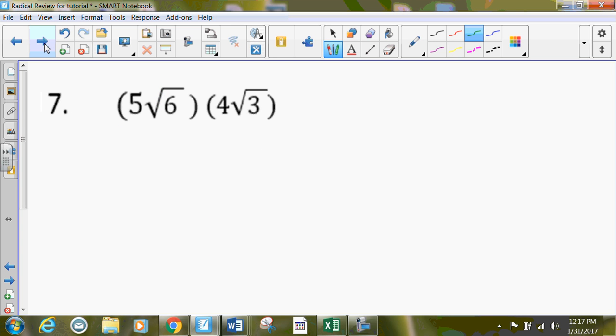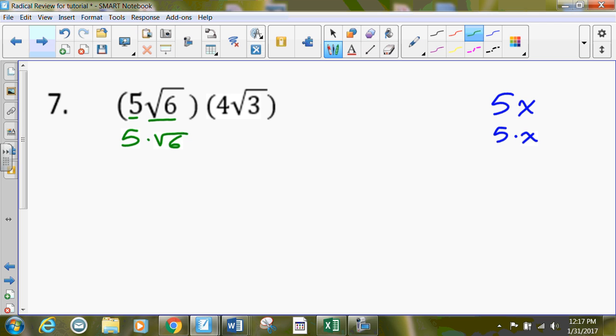All right, now we're multiplying radicals, and of course the 5 and 4 are not radicals, but each of them is part of a radical. So what we're going to do is rearrange this multiplication, because see how we see 5 root 6? That's the same thing as saying 5 times root 6. Just to give you an example, if we had 5x, would you agree that's the same thing as saying 5 times x? It is. All right, same thing here.